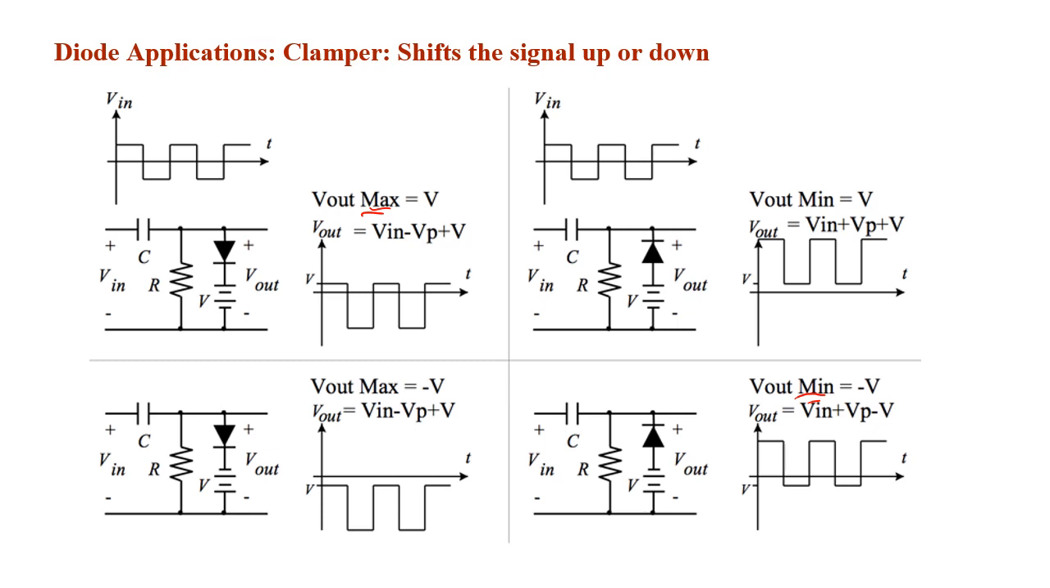Here, again, there's 2 cases. First case is the diode is on, or it acts as a short. That means V out is going to be equal to V. So for all of these cases, V out is going to be equal to V.